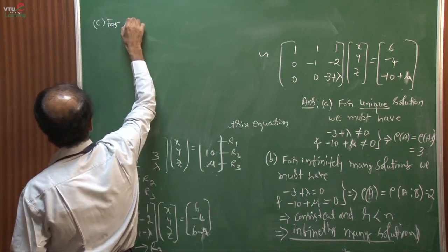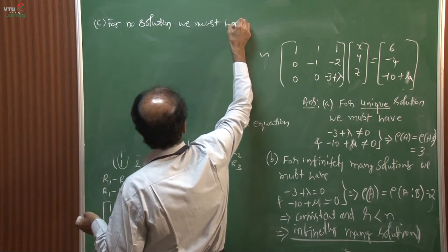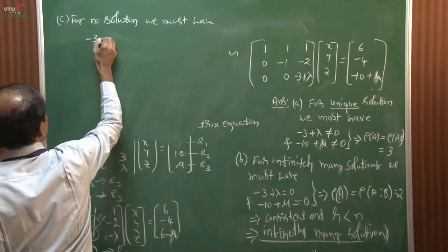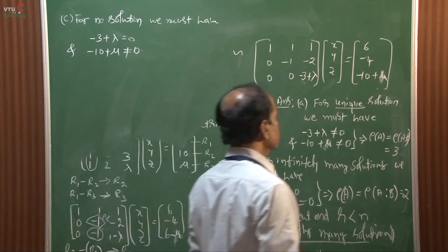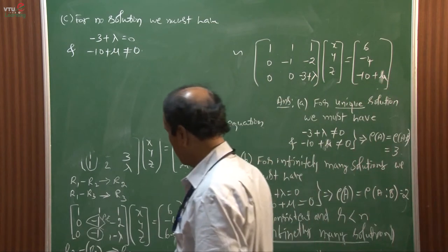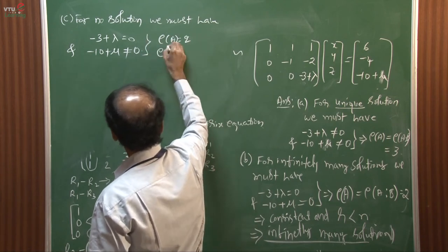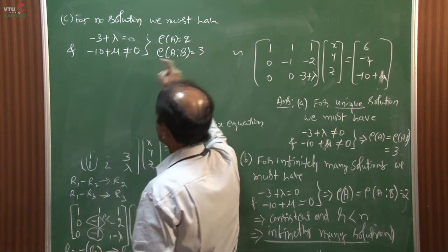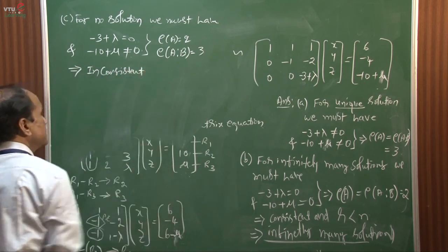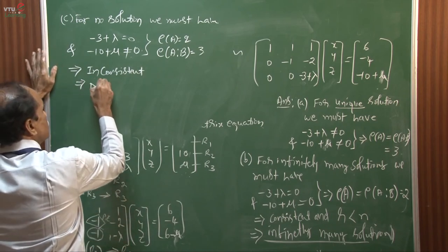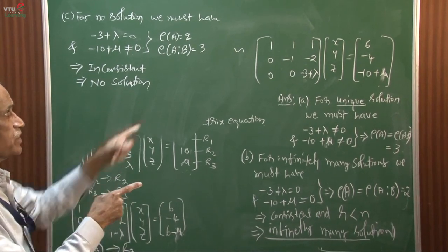C, for no solution, we must have this value equal to 0. Minus 3 plus lambda equal to 0 and minus 10 plus mu is not equal to 0. This is the simple answer. This clearly indicates rho of A is equal to 2, and rho of AB is equal to 3. That implies inconsistent and no solution exists. Otherwise, no solution. So this is the meaning for all the three questions which are attached to that matrix.